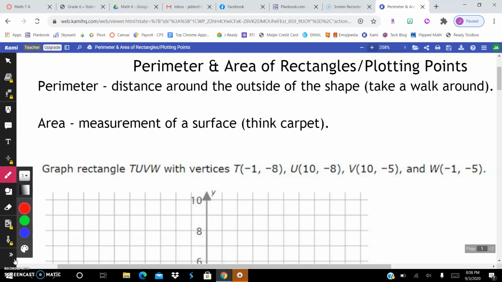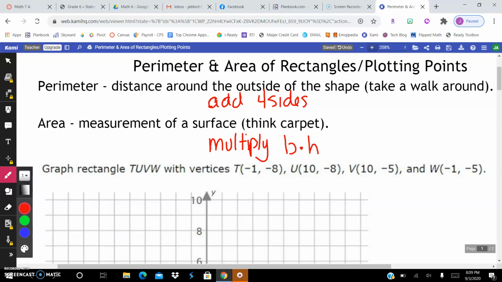In order to find perimeter of a shape, you are going to add all four sides together, or three sides if it's a triangle. Area is the measurement of the surface of the shape. So if you think about laying down carpet, you'd have to find the area of the floor in order to figure out how much carpet you need. And for area, we are going to multiply. So perimeter was add four sides. Multiply for area would be the base times the height.